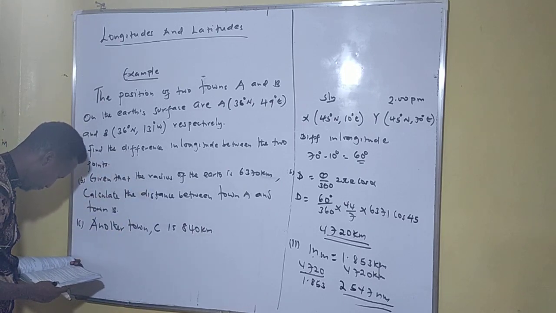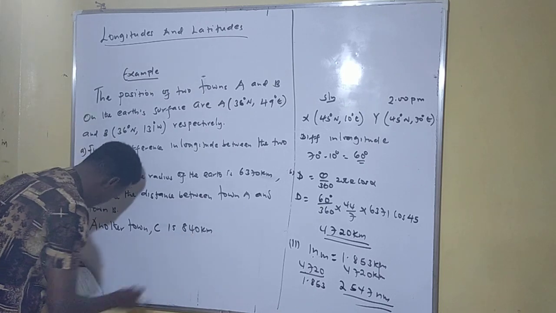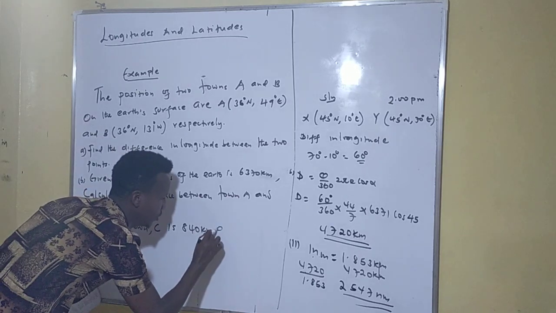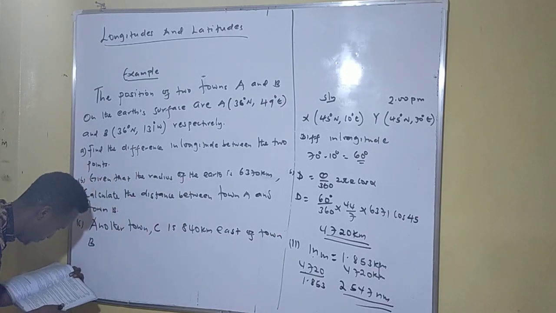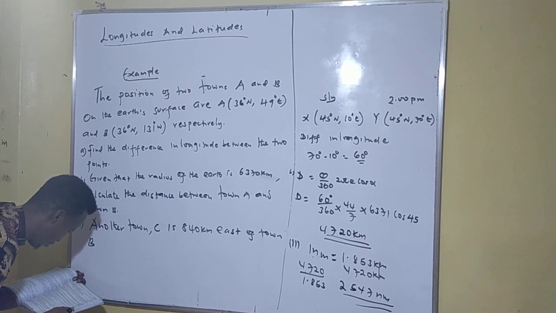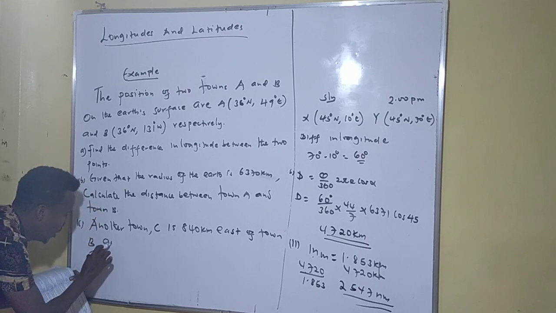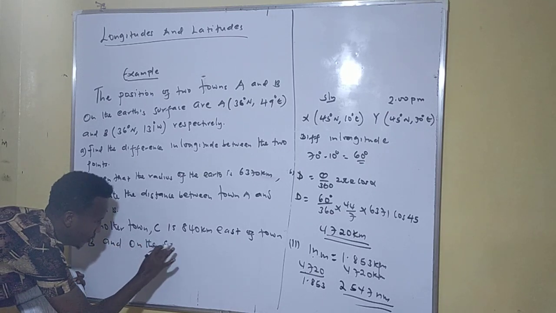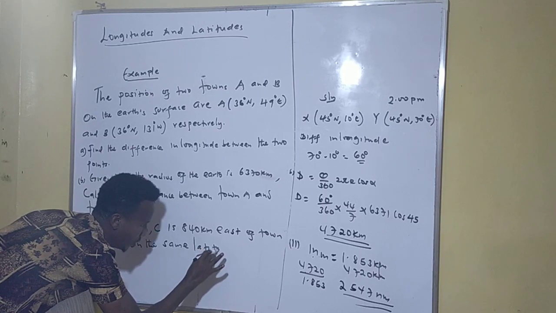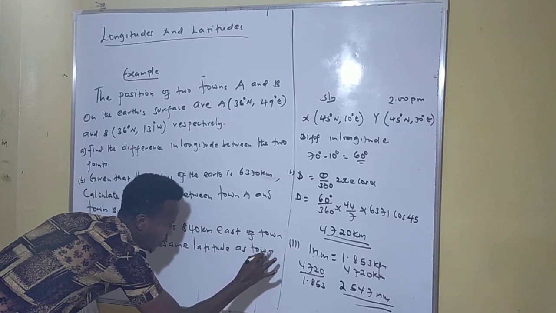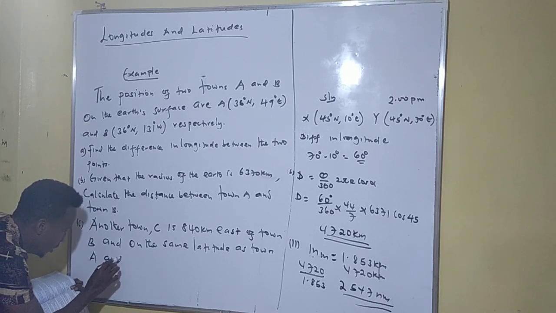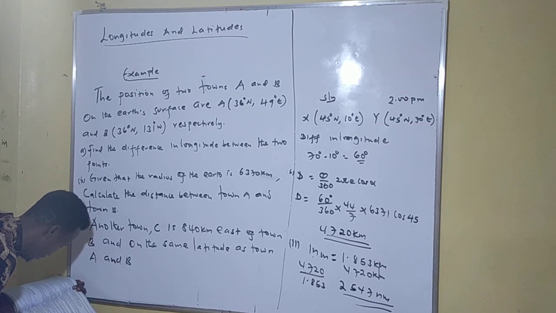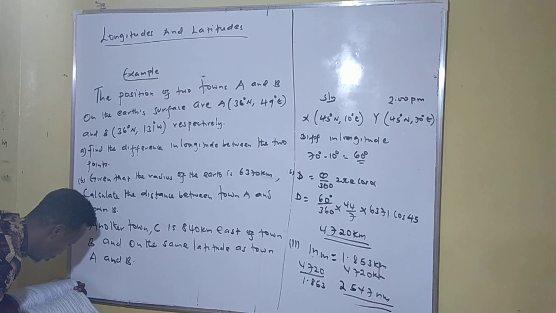840 kilometer east of B. East of what? East of town B, okay? East of town B. And on the same latitude as town A and B, okay? Full stop. You're told find the longitude of town C.